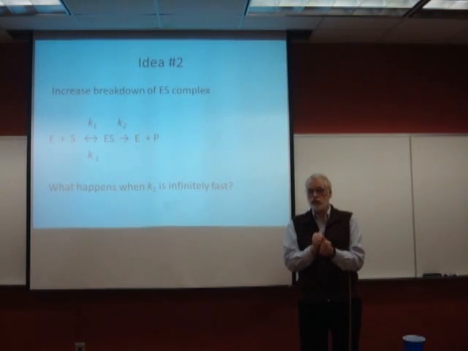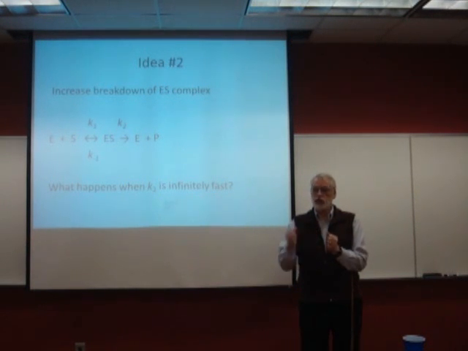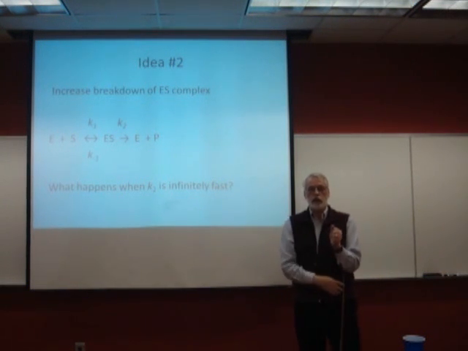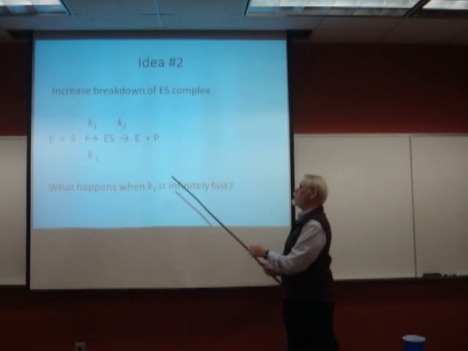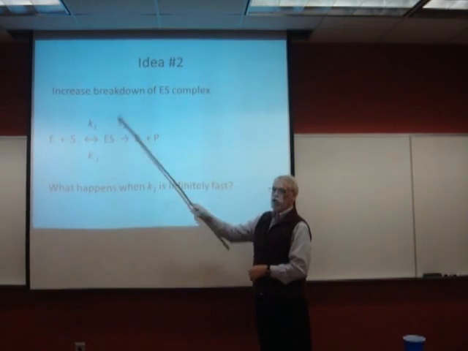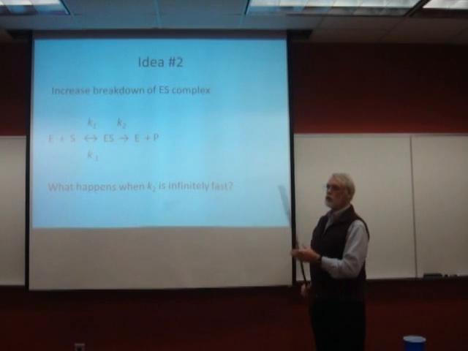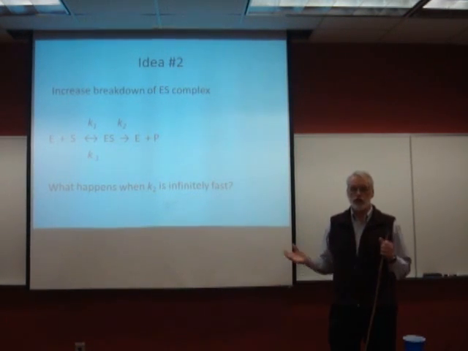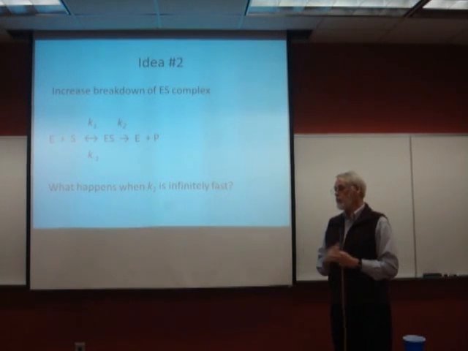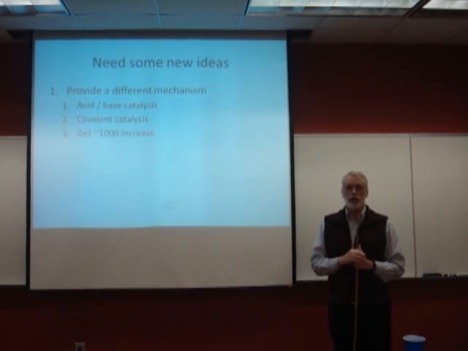If we make the chemistry doing part very, very fast, we're still limited by the time it takes for the enzyme to migrate to the substrate, which means if we make this infinitely fast, we're still slowed down by K1. So it doesn't help us to go any faster than that. So these aren't very good ideas. So we need some new ideas.